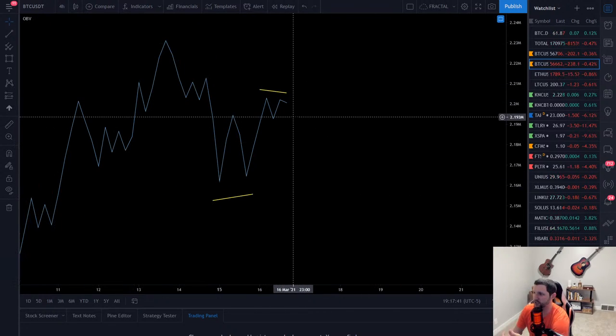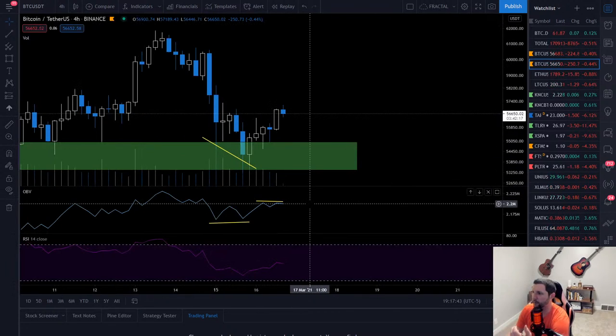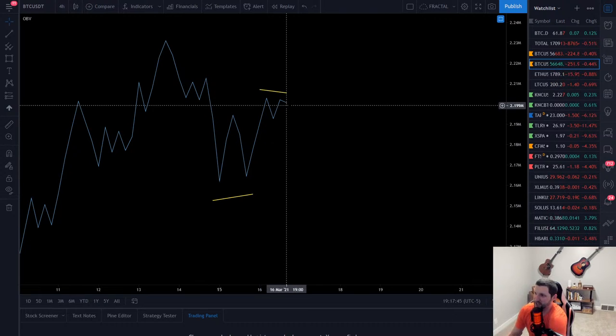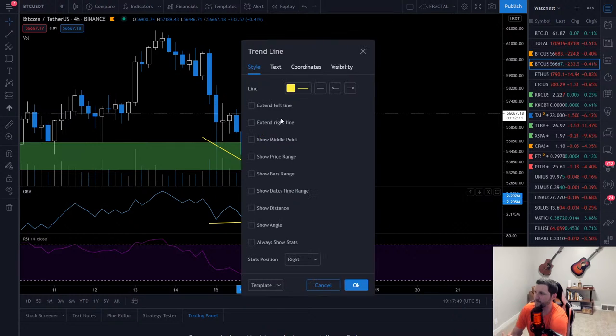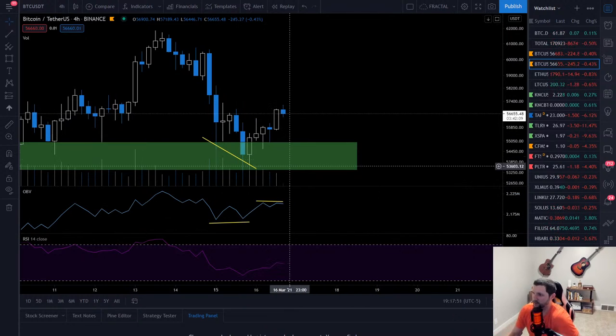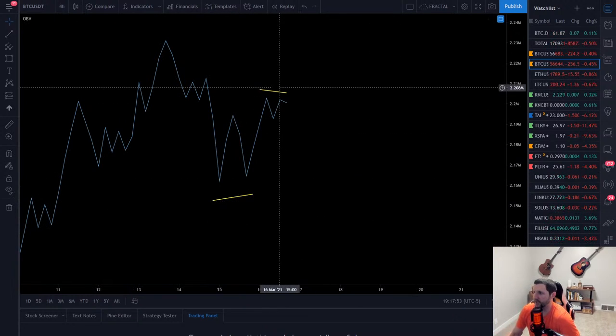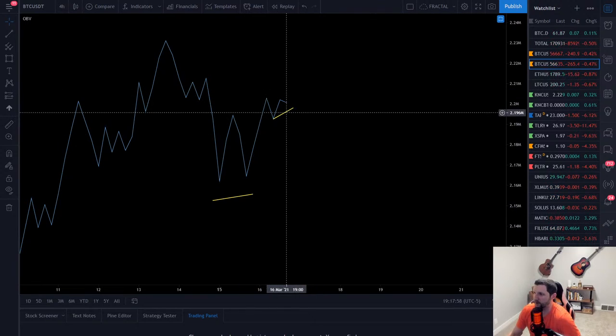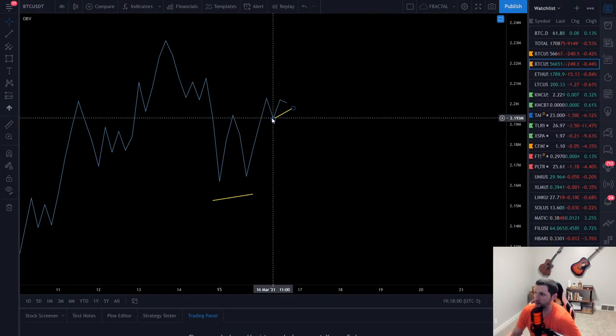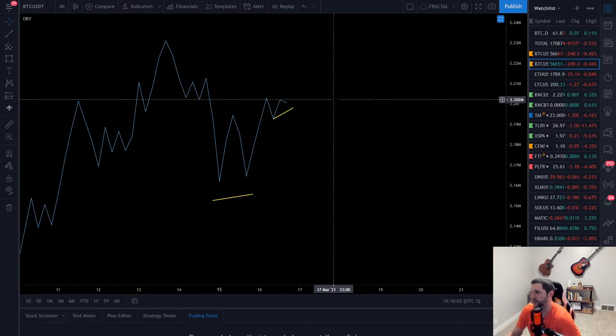But we had this divergence here, and now we're seeing a drop, but we're also not seeing OBV drop very much, which is a good sign. If this doesn't drop very much, we can basically say that OBV didn't drop very much. We have a higher low, and then we can continue up again.